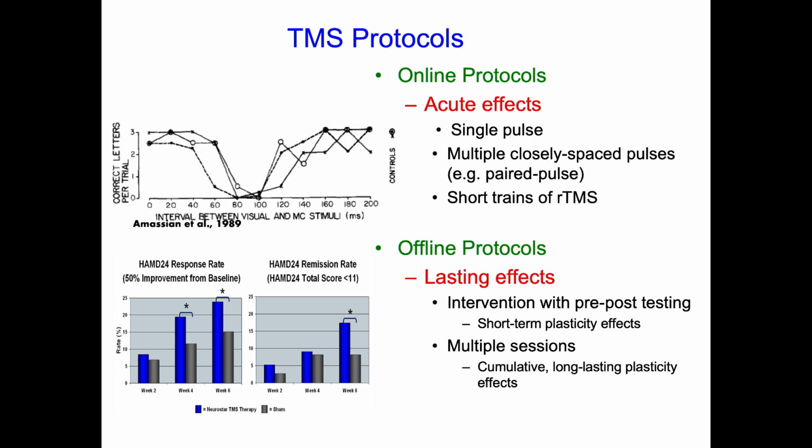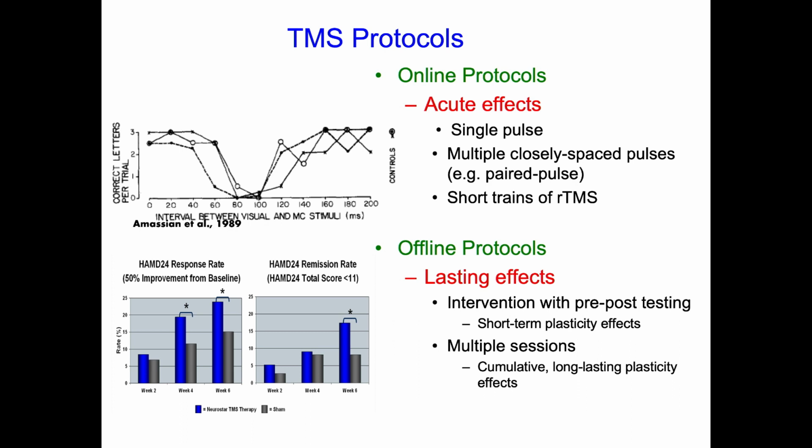The offline protocols, where you're trying to create lasting effects, cumulative effects, the prototype example we have of that obviously is what we see in depression trials, where as we increase the number of sessions, we're increasing the overall effect of the TMS. And you can see these lasting effects by the kind of protocols you use, for instance, in a given session of TMS, is pre-post testing.